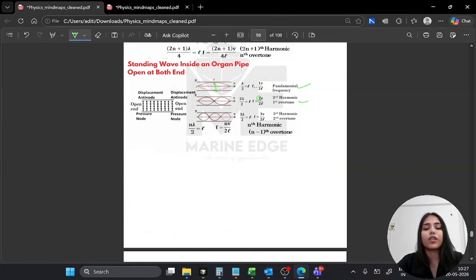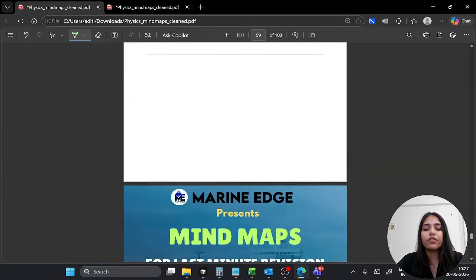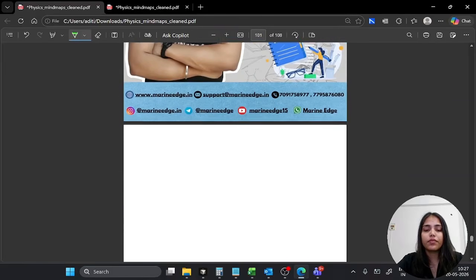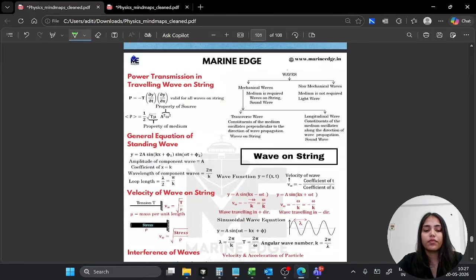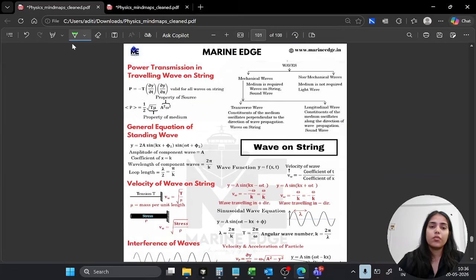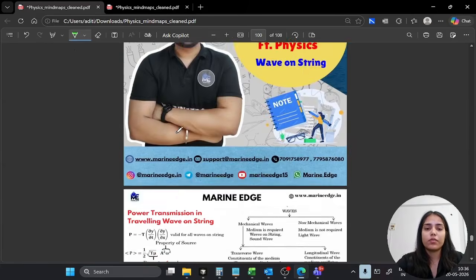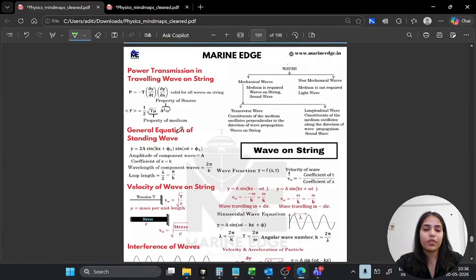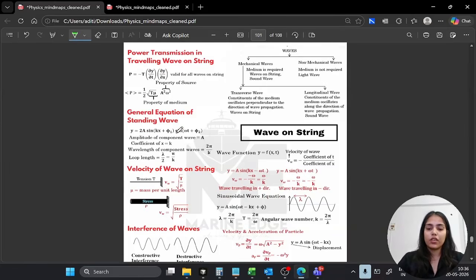Okay. Now, moving forward, next we have waves on a string. Now, let's get started on that. So, whenever we're talking about waves on a string, that means we have a string and either one end or both the ends are fixed, right? So, power transmission when traveling on a wave. So, this will be for all waves. Okay, the same concept as we saw for the sound waves.